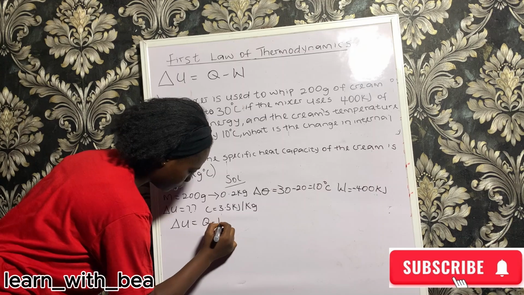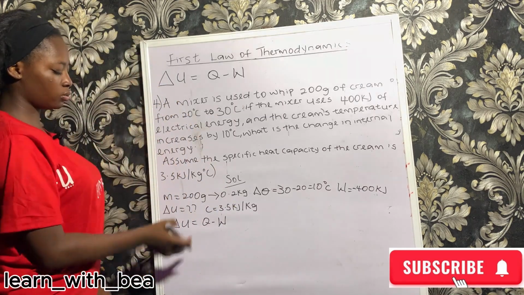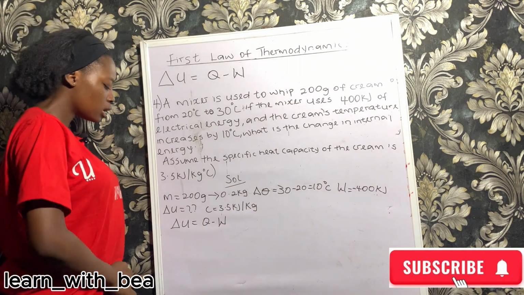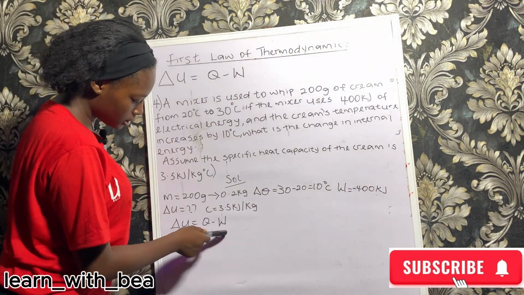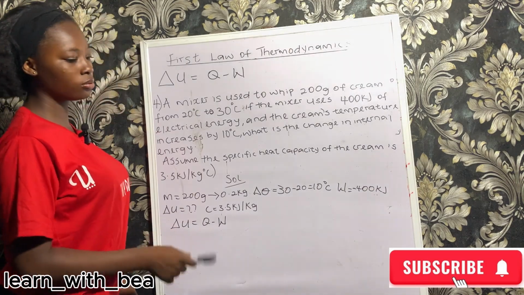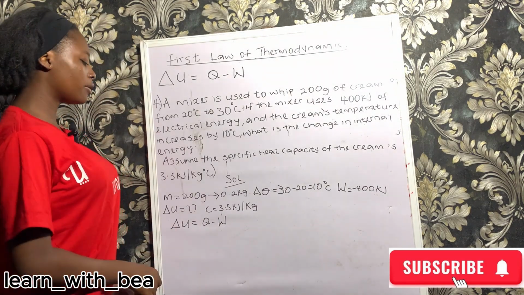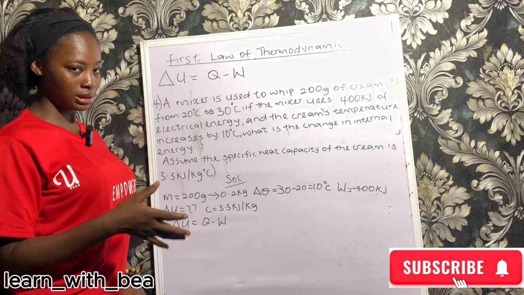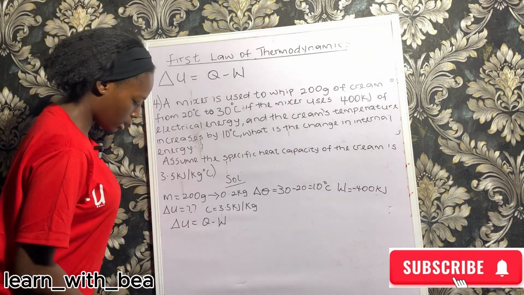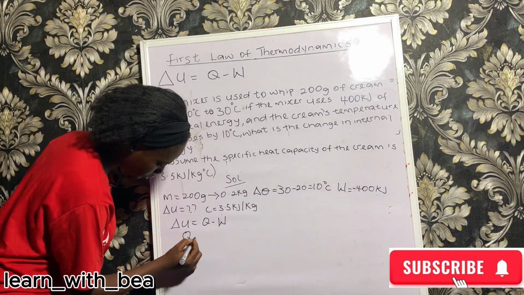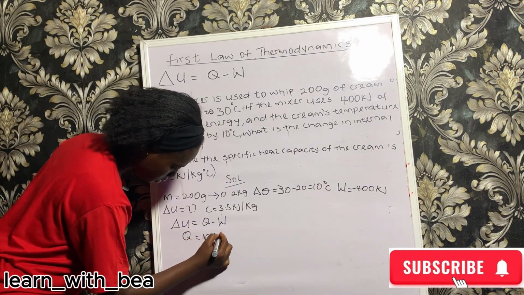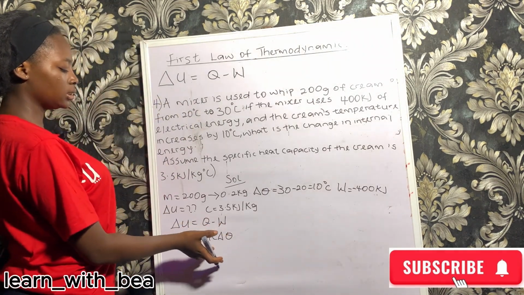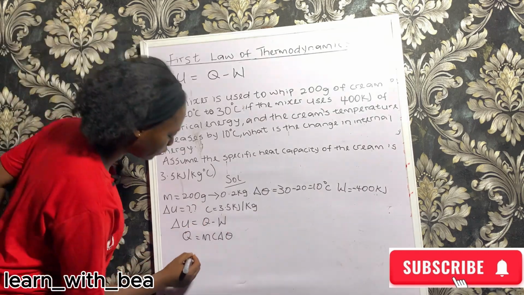Now what we are looking for is delta U, and we know our delta U is Q minus W. Are we given Q in this question? No. So basically we have two unknowns and one known. Out of these two unknowns, do we have values that we can use to calculate one of them first? Yes. For our Q, which is mc change in theta, do we have our m? Yes. Do we have our c? Do we have our change in theta? We have all of that.